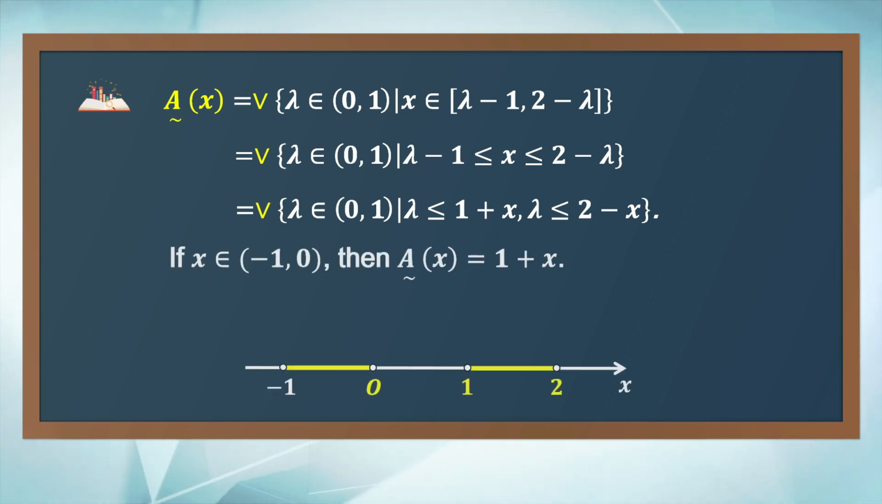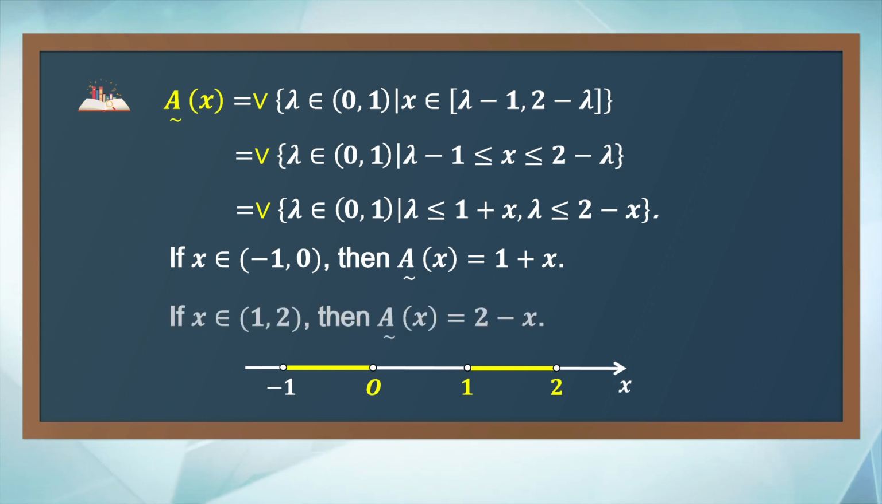If x is in the open interval from -1 to 0, then the supremum is 1 plus x. And if x is in the open interval from +1 to +2, then the supremum is 2 minus x. Therefore, the membership function of A is as follows.